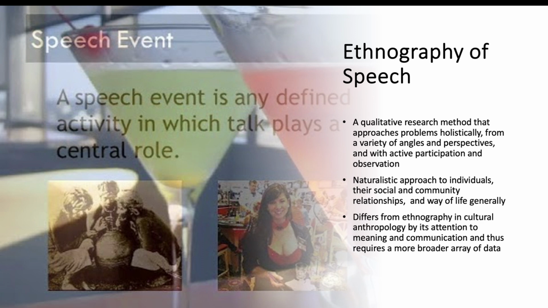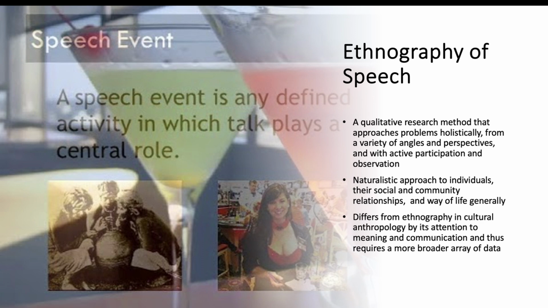So the ethnography of speech is a fairly qualitative method that approaches different kinds of research problems from a holistic perspective, from a variety of different angles and perspectives, with active participation and observation in that which we are researching. So it's a very naturalistic approach to individuals, their social and community relationships, and the way of life generally.